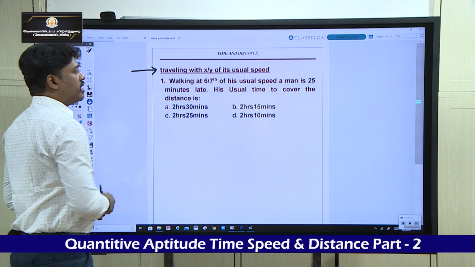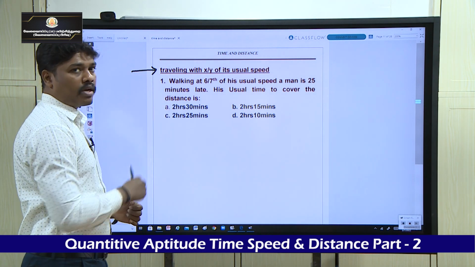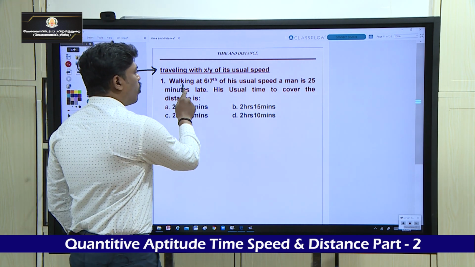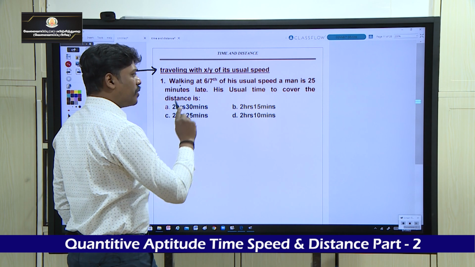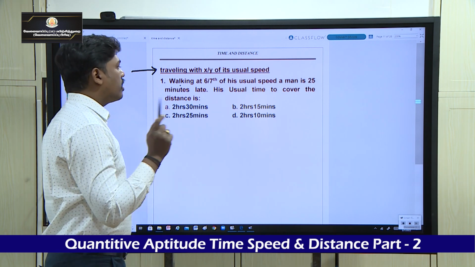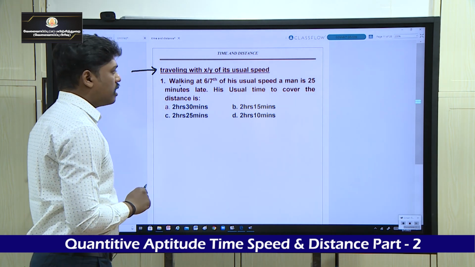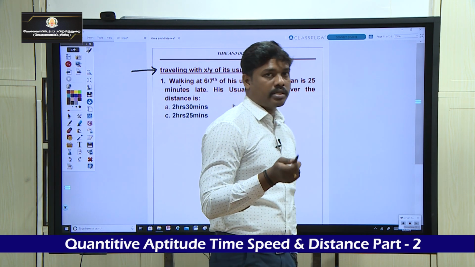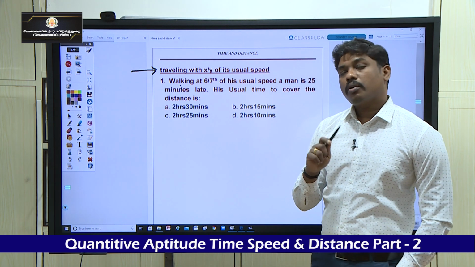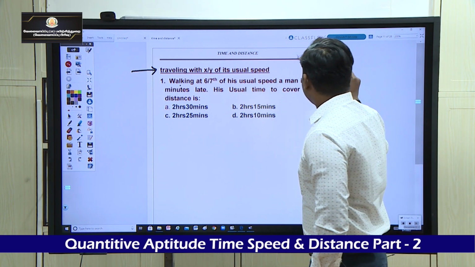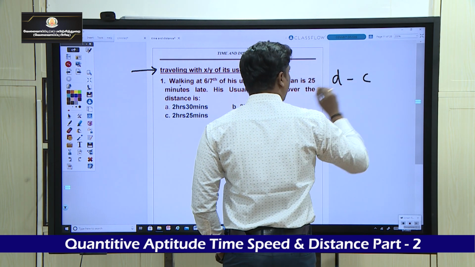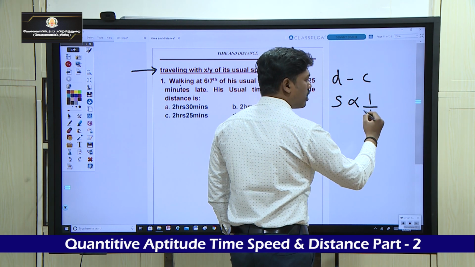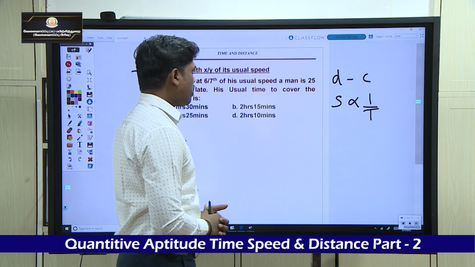The type is traveling with x by y of its usual speed. So, look at here, walking at 6 by 7 of usual speed, a man is 25 minutes late. This is usual time to cover the distance. Here they have not mentioned the distance. So, distance is constant. If distance is constant, what we have to do? Speed would be inversely proportional to time.